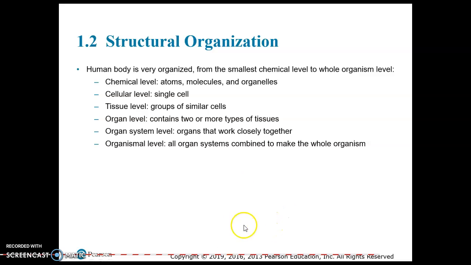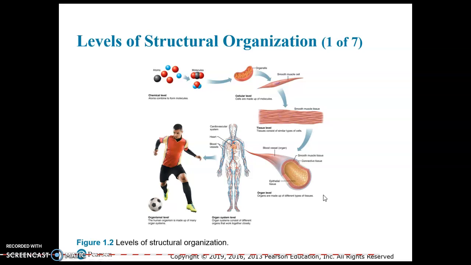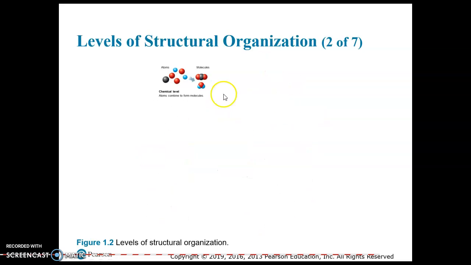Let me go over the illustrations first with you. So the simplest level of structural organization are atoms. And I can tell by looking at this, because I know what these molecules are, that the blue atoms represented here are hydrogen, and the red ones are oxygen, and the gray ones are carbon. So atoms, as you can see, combine to form molecules.